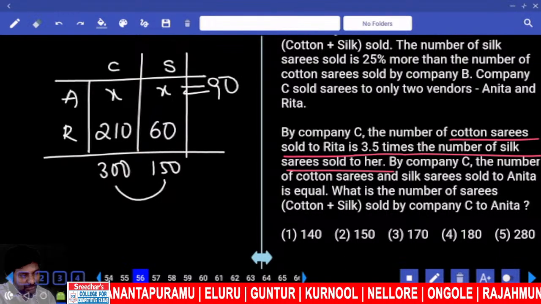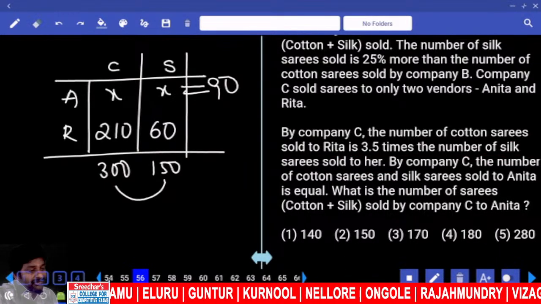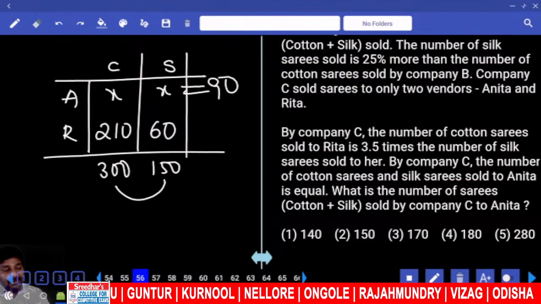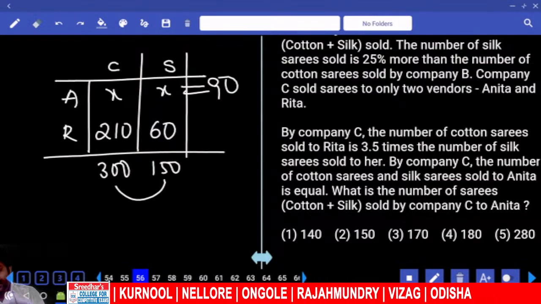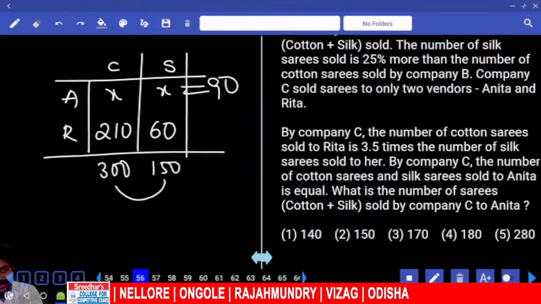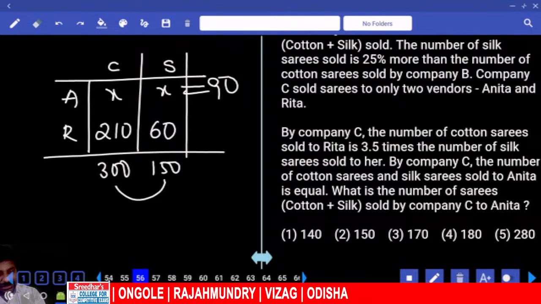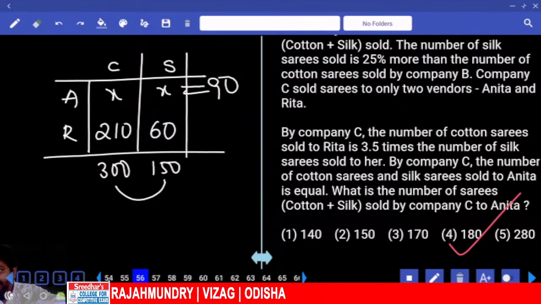Now the question is, what is the total number of sarees, cotton and silk, sold by company C to Anita? Anita, X silk, X cotton, 90 plus 90, 180. Is it clear?